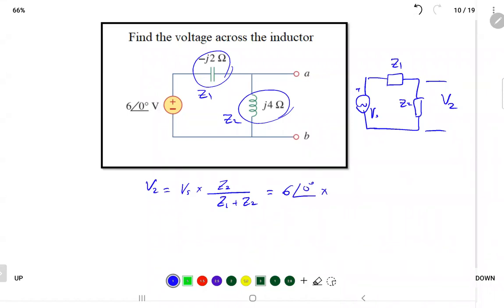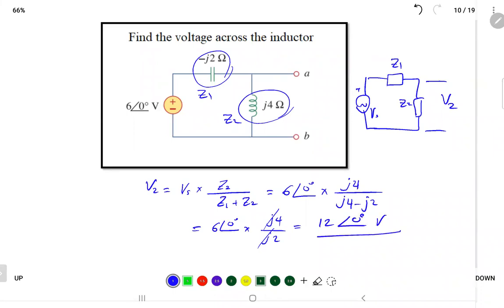Times Z2, which is given already. So make it simple and easy: J4 divided by the sum of both impedances, which is J4 minus J2. So the answer would be 6 on angle 0 times J4, and J4 minus J2 is equal to J2. J cancels J, 4 over 2 is equal to 2, 2 times 6 is equal to 12 volts. So the answer will be 12 volts on angle 0.